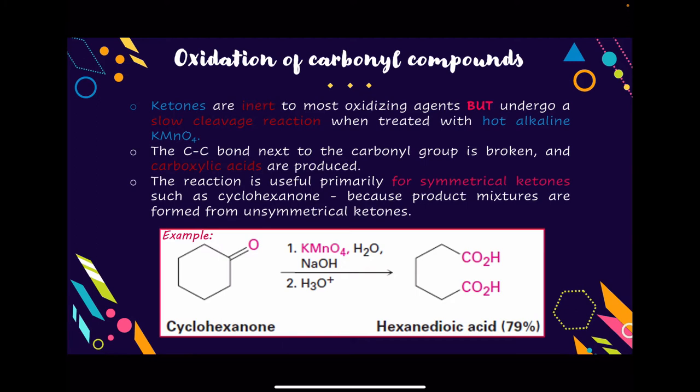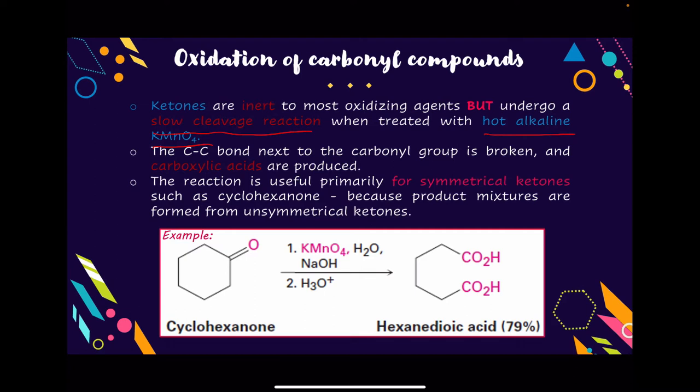However, in some cases, ketone can undergo a slow cleavage reaction when it is treated with hot alkaline KMnO4 to form the dioic acid. It means that when the ketone reacts with the KMnO4 in the hot alkaline medium, it will cleave.